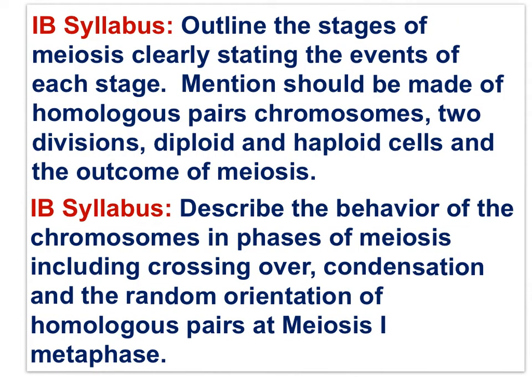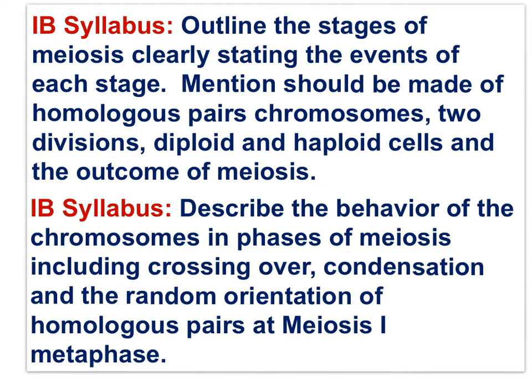Here are the two relevant IB syllabus statements that I presented more thoroughly in Meiosis Part I, with the exception of crossing over and the random orientation of homologous pairs. Here are the two statements. Outline the stages of meiosis clearly, stating the events of each stage. Mention should be made of homologous pairs of chromosomes, two divisions, diploid and haploid cells, and the outcome of meiosis. The second statement, describe the behavior of chromosomes in the phases of meiosis, including crossover, condensation, and the random orientation of homologous pairs, meiosis I metaphase.